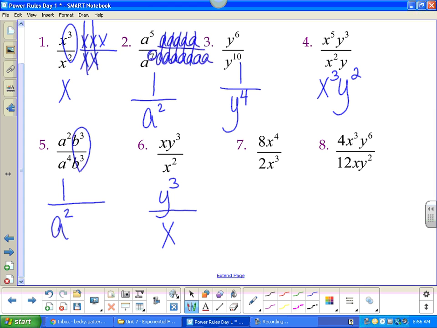Now when you get to number 7, be careful. Don't apply the power rules to things that aren't powers. This is just 8 divided by 2, so that would be a 4 on top. And then x's, how many are left and where would they be? 1 on the top. Number 8, 4 and 12, if I reduce, I'm going to get a 3 on the bottom because that's where my bigger number is. X's, let's see, I've got 3 on top and 1 on the bottom, so 2 on top. And y's, I have 6 on top and 2 on the bottom, so that's going to give me 4 on the top.